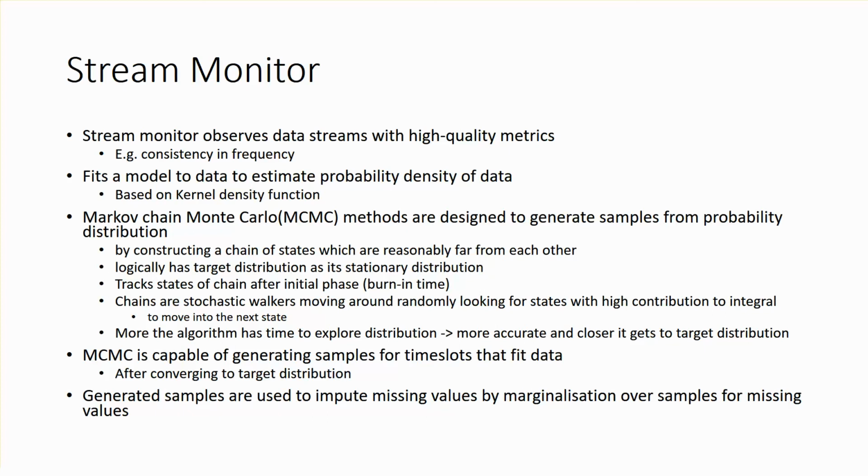Then it fits a model to the data to estimate the probability density of the data, which is based on a kernel density function. It employs Markov chain Monte Carlo methods, which are designed to generate samples from the probability distribution. The Markov chain Monte Carlo method is capable of generating samples for time slots that fit the data. And then the generated samples are used to impute missing values by marginalization over samples for the missing values.